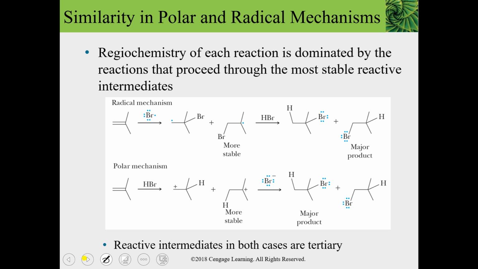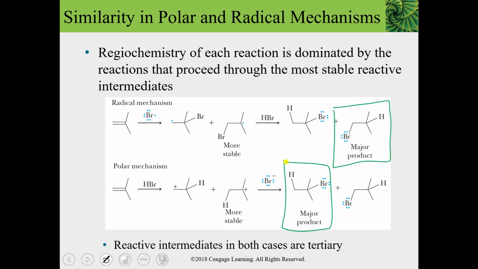So generally we say most stable intermediate, that's where it's going to go. But we're talking about anti-Markovnikov. So we can look at this many different ways. If we look at a radical mechanism versus a polar mechanism, we would expect in a radical mechanism for the major product to be anti-Markovnikov. But in a polar mechanism, our major product follows Markovnikov.